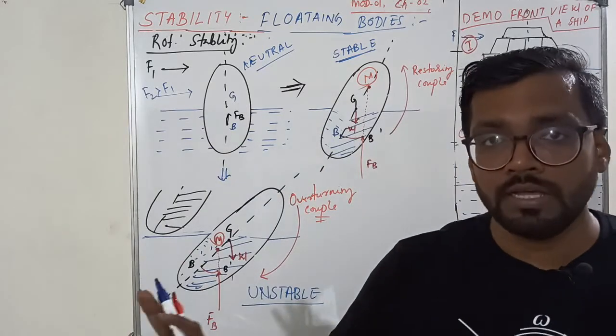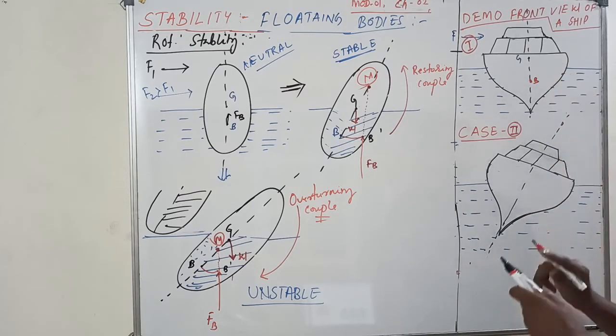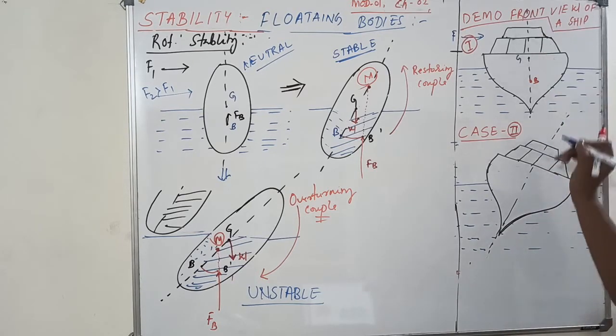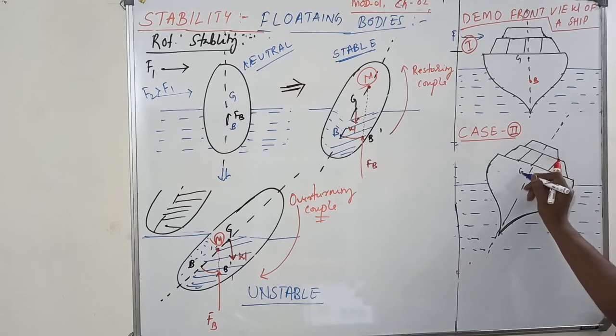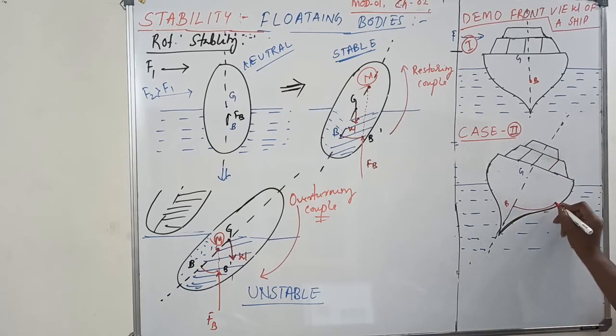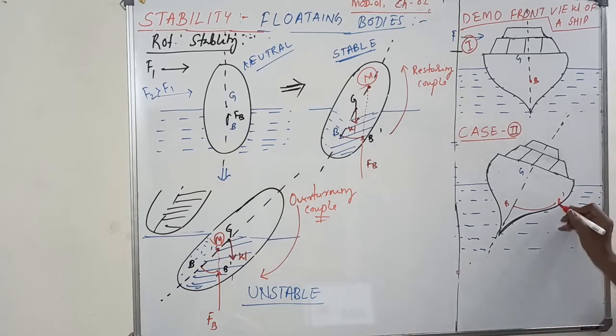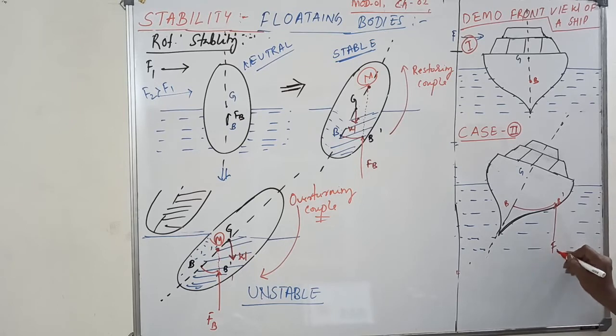So from here we came to know that if I have to make my ship stable, let us say this is the G, centroid already we decided. This is the neutral condition. This is my G, and this was B before. Now the B has shifted somewhere here, B prime. So your force of buoyancy will act here, FB.